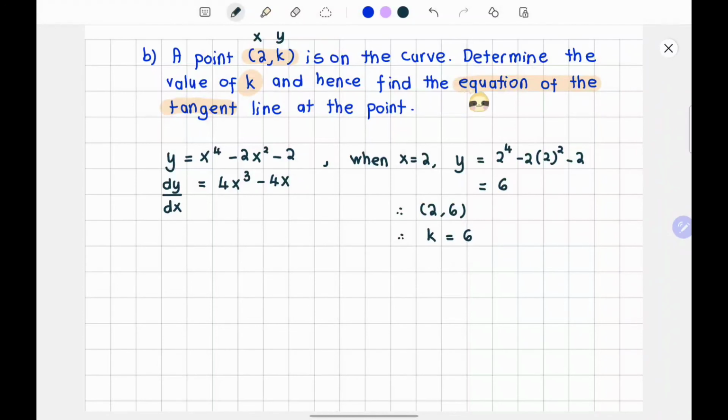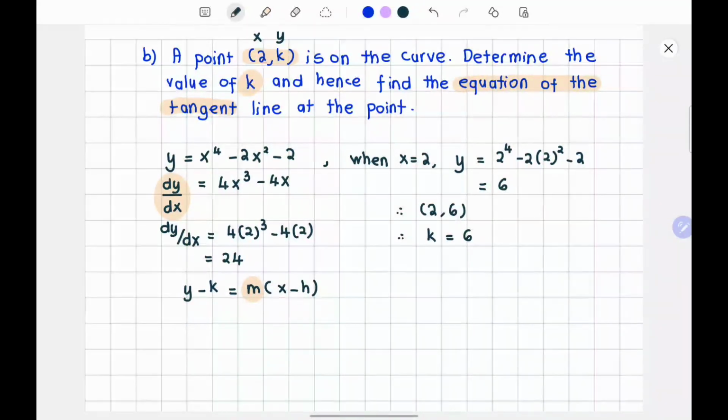Okay. Now kita nak find pula equation of the tangent. Nak find equation of the tangent, ingat balik formula. Y minus K equals to M times X minus H. Okay, M tu adalah dia punya gradient ataupun dy dx dia. Tapi dy dx yang dalam number. Kita ada point X equals to 2. So, kita sub masuk dalam dy dx. So, 4 times 2 power of 3 minus 4 times 2. Then we get answer 24. So, M kita adalah 24.